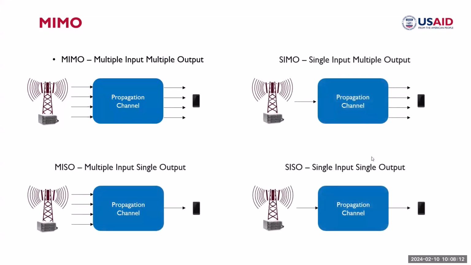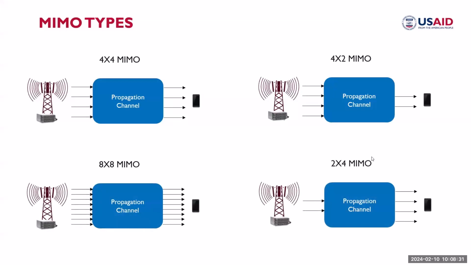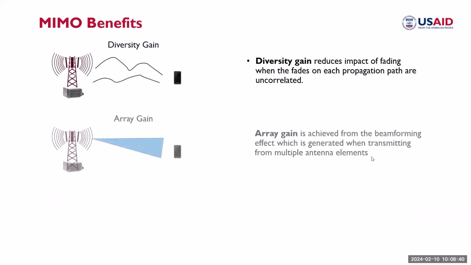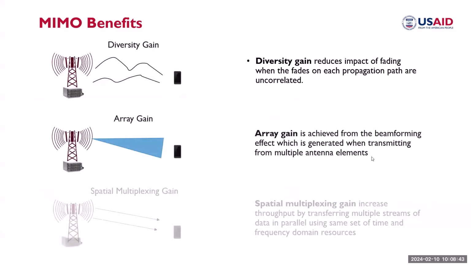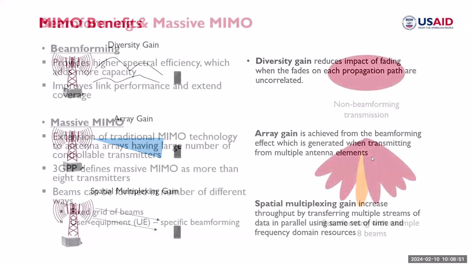So MIMO, just to show you, massive MIMO, ito yon single MIMO. Ang gusto ko lang pakita dito is the more you have here, marami ka more chances of winning. Parang ganun. Parang raffle. Okay? MIMO types, 4x4, 4x2, 8x8, 2x4. Marami yan. And meron nga mga 64x64 pa. Mga massive MIMO yun. Diversity gain, MIMO benefits, array gain, okay? And spatial multiplexing. Okay? So, communications 101 natin, maaalala natin yan. And then the beamforming, of course.